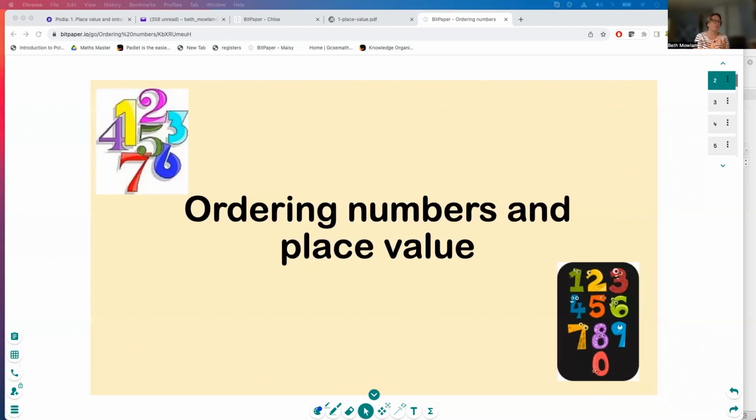It will affect you being able to put numbers in order, working with fractions. Everything comes down to this basic: can you read numbers, and can you put them in order of size and understand which is bigger, which is smaller, and what an impact that will have. So we're going to start with ordering numbers and place value.